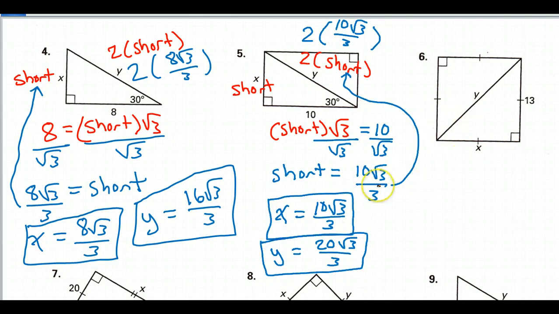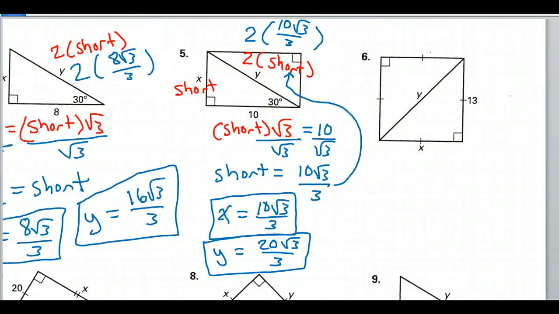Number 6. Alright, this is another 45-45-90 triangle, and we're given one leg, so that means this other leg will also be 13, and the hypotenuse, this y, will equal 13 root 2.